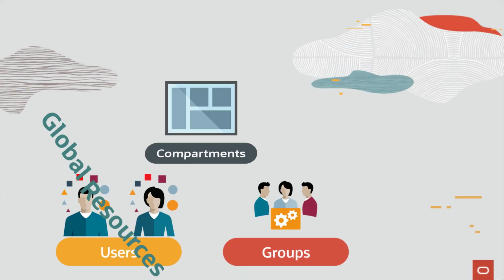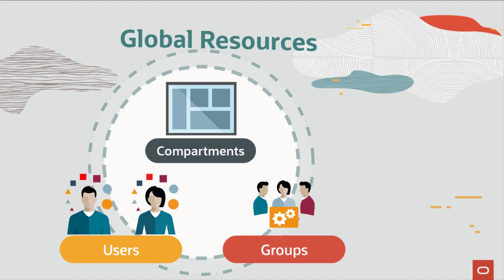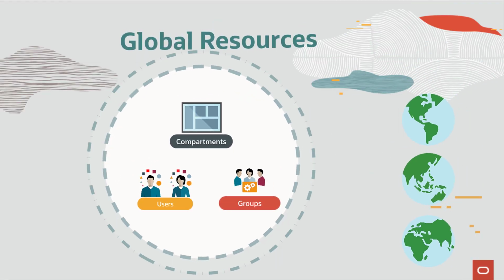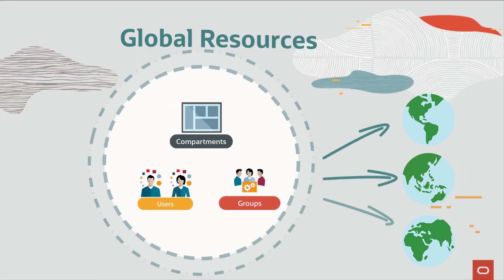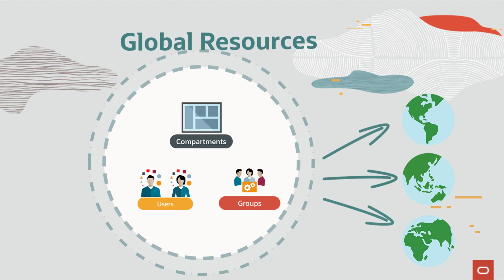Users, groups, and compartments are global resources. You create them for your tenancy and it doesn't matter where the users are located. Based on rules that you define, user groups can access resources in any geographic location. The same with compartments. They are a virtual location and not a physical one.